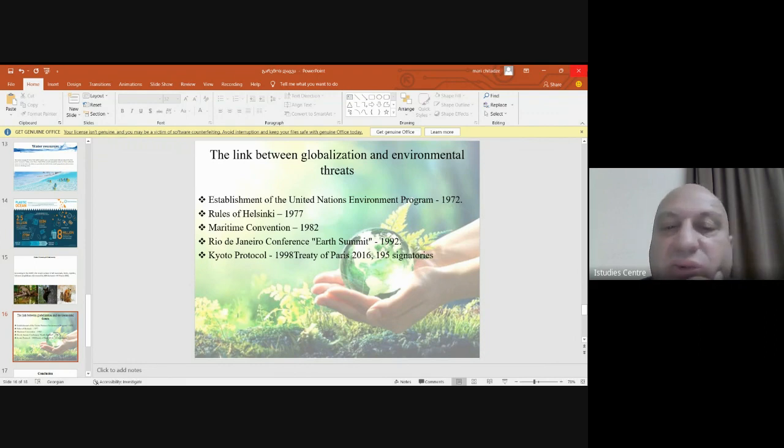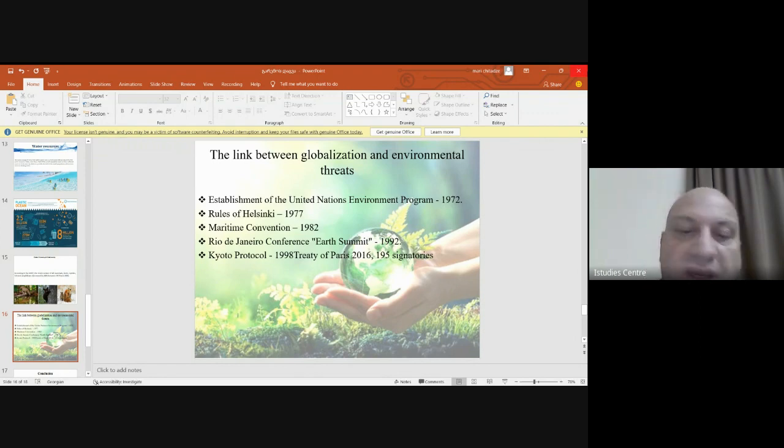The Maritime Convention in 1982 determined the principle of territorial water of the coastal country and the special economic zone, about 200 miles, where a country should take responsibility in the field of environment protection when it produces concrete resources from the bottom of the sea or ocean. Furthermore, we know the first global conference, the Earth Summit, was held in Rio de Janeiro in 1992.